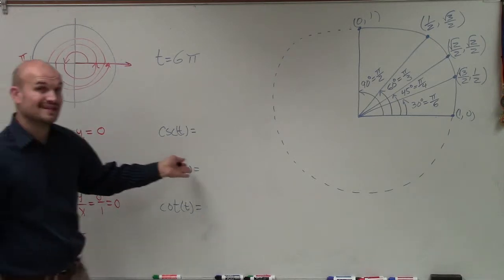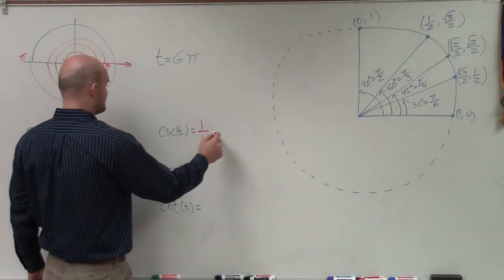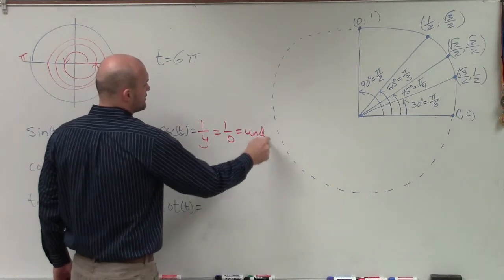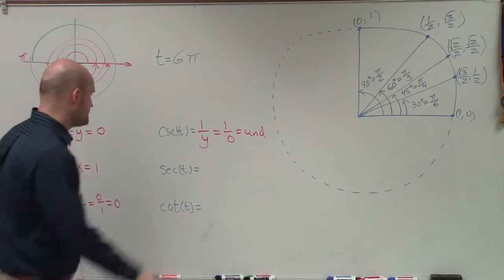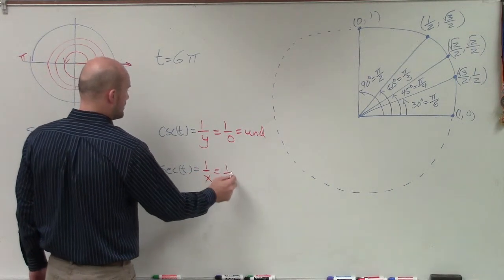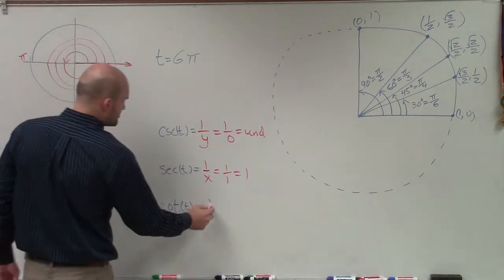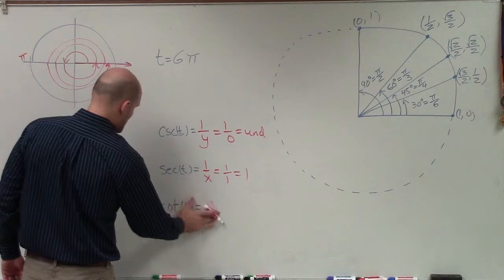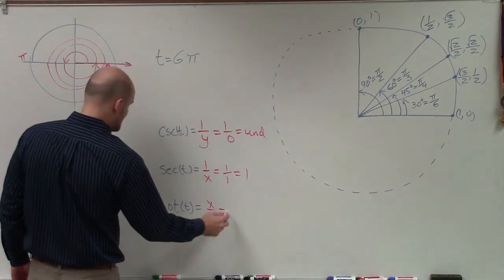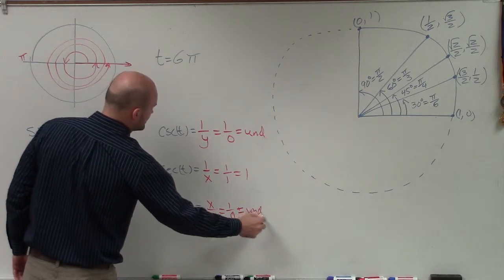Now remember, the cosecant function is the reciprocal of sine, so that's going to be 1 over y. Well, that's going to equal 1 over 0, which is undefined because we cannot divide by 0. The secant is going to equal 1 over x. Well, that's 1 over 1, which is just equal to 1. And the cotangent is going to be represented as x over y, which again, in this case, will be 1 over 0, which again is equal to undefined.